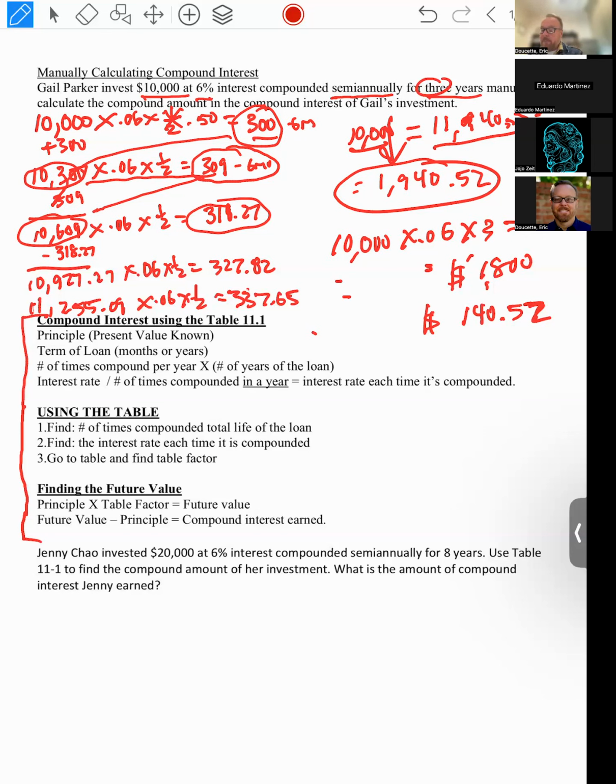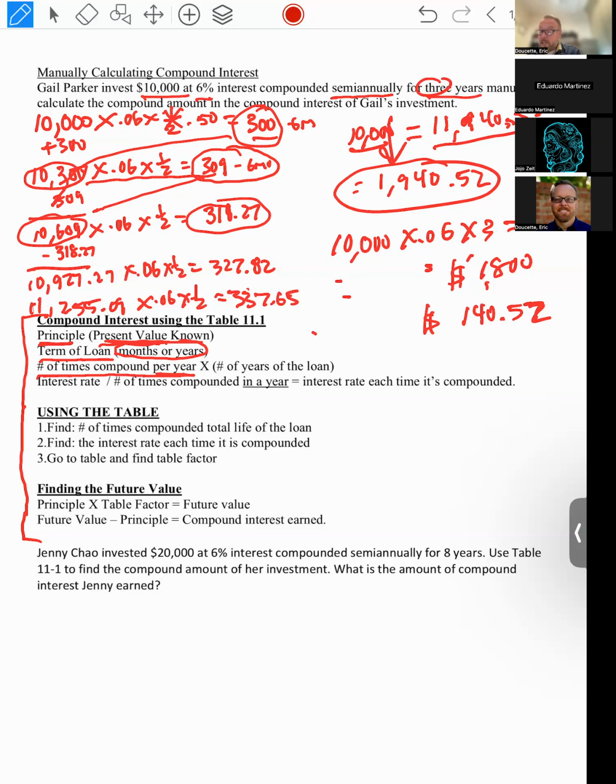And so what we have is, of course, your principal. That's the initial amount of value that you have, money that you have to borrow, or money that you have to invest. That's also known, so we call it the present value. Then you have the terms of the loan. So how many months or years is the loan as far as length? Then you have the number of times that the loan is going to compound per year.